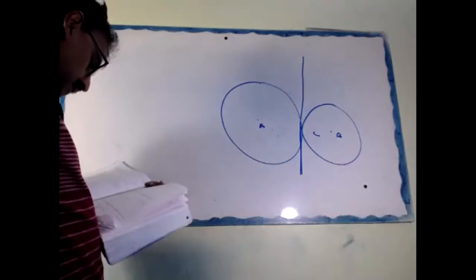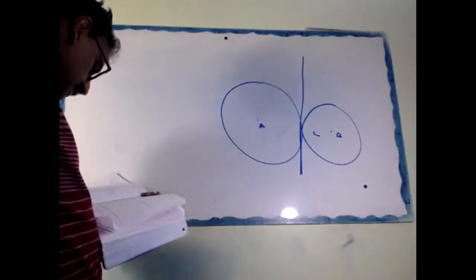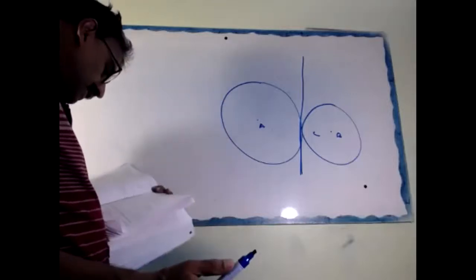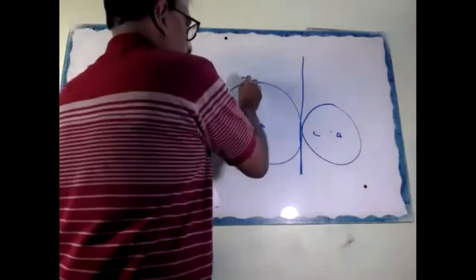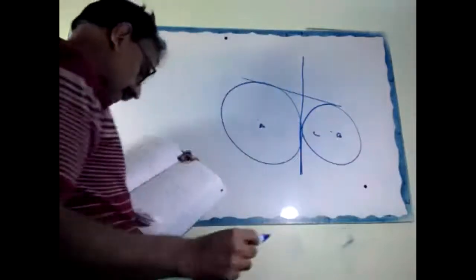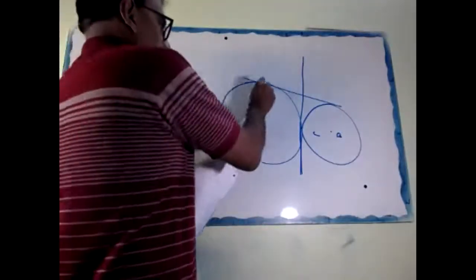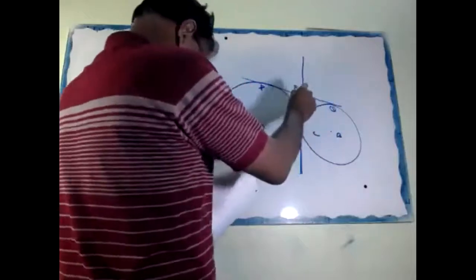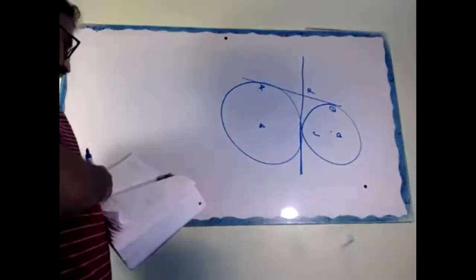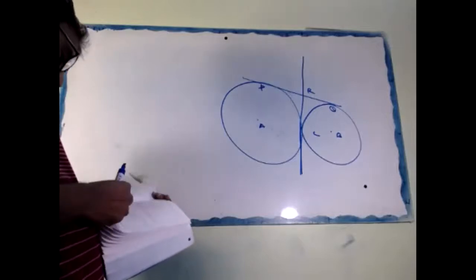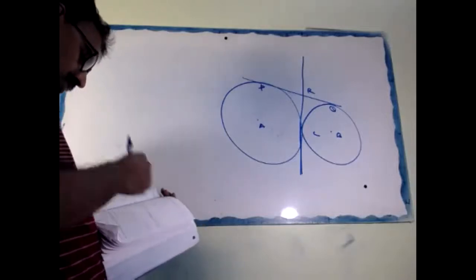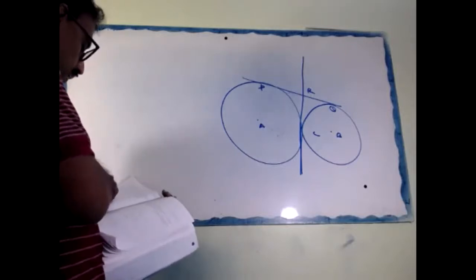Sorry, the common tangent at C bisects the common tangent at P and Q. Okay, that means we have to show that PR equals RQ. PR equals RQ.